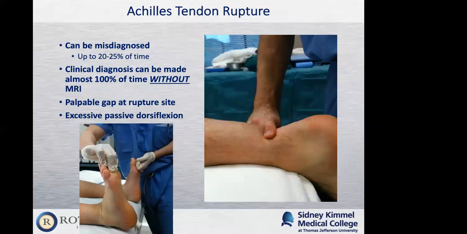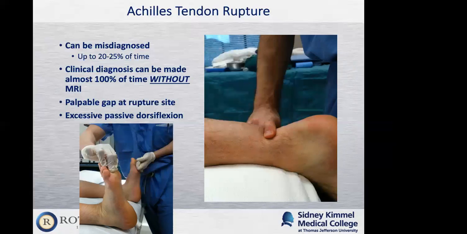Achilles tendon ruptures can be misdiagnosed. They can be missed upwards of 20 to 25% of the time. This is exclusively a clinical diagnosis. And by that, I mean, we do not necessarily need any x-rays or an MRI to make this diagnosis. It is usually obvious enough from what the patient tells us in the office as far as how it happened and what their symptoms were, as well as their physical examination.